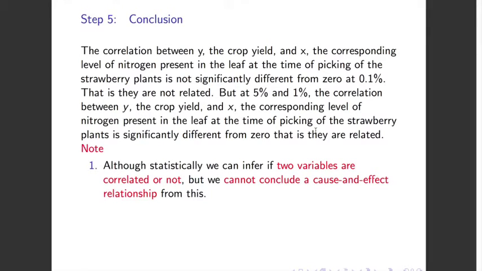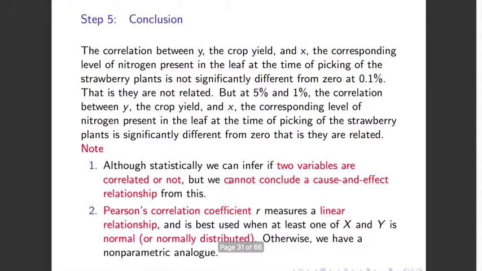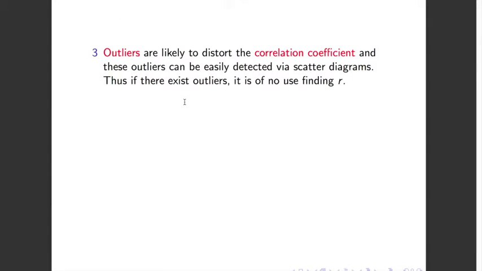Something to note: although statistically we can infer if two variables are correlated or not, we cannot conclude there's a cause and effect relationship from this. And the Pearson correlation coefficient r, remember r is the sample one, measures a linear relationship, and it's best used when at least one of x and y is normally distributed. Otherwise we have a non-parametric analog. And remember, you might have outliers in your data, and they distort the correlation coefficient, and these outliers can be easily detected by a scatter diagram. Thus, if outliers exist, there's no use of finding r.